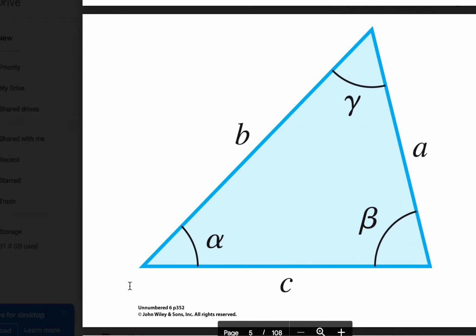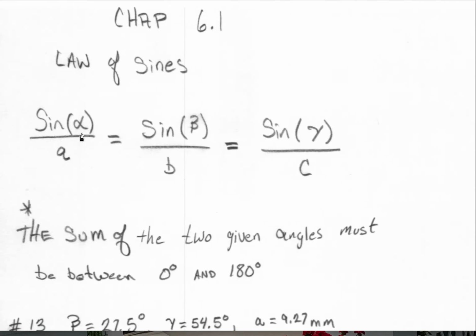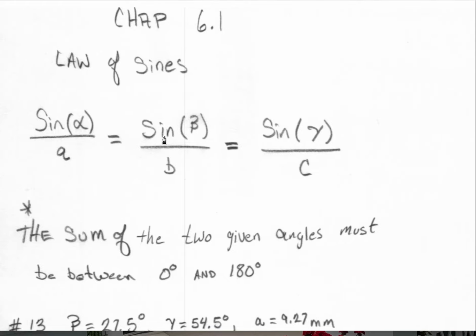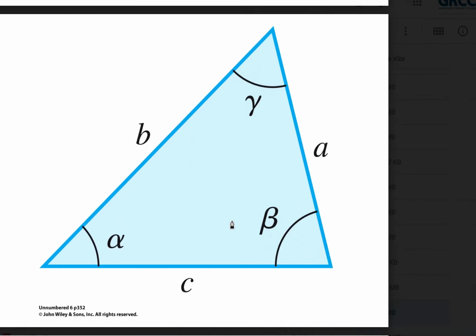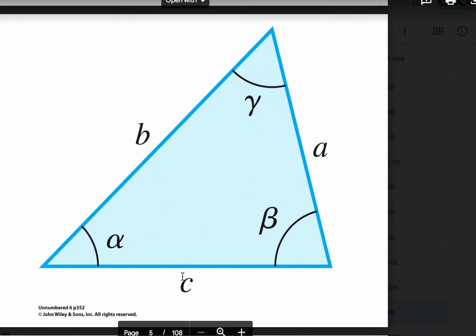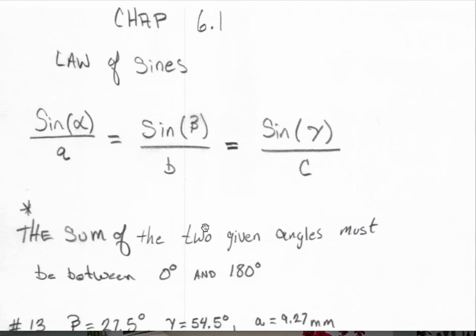So what the law of sines says is that if I take the sine of alpha and divide it by the opposite side A, so the sine of alpha divided by A, that's equal to the sine of beta divided by B, and that's equal to the sine of gamma divided by C. So the sine of gamma divided by C. And that's what the law of sines says, that we have these proportions between the three angles of any triangle and their corresponding opposite side.